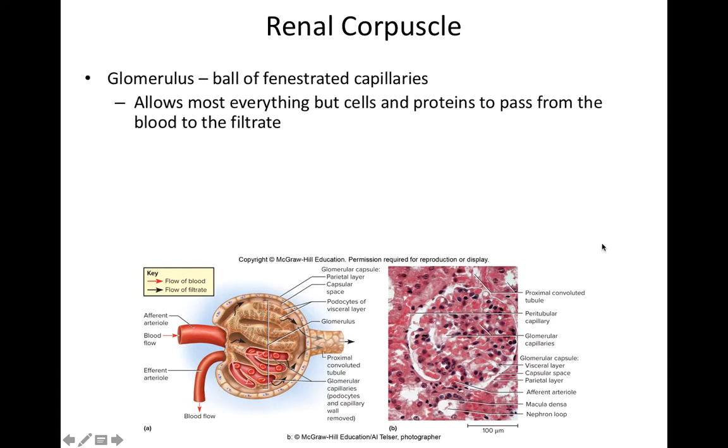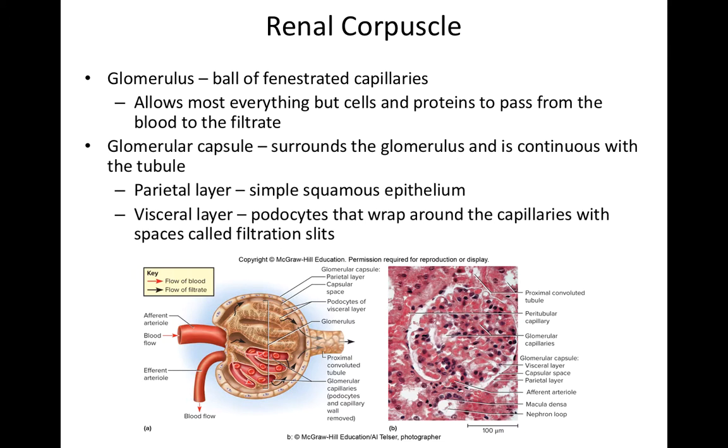So the glomerulus is a ball of fenestrated capillaries. So when we talked about capillaries, we talked about 3 different types. And we said fenestrated, we're going to have these pores in the cells that are going to facilitate filtration and make it happen much more efficiently. So these fenestrations are going to allow pretty much everything to pass through except for the blood cells and the major plasma proteins, the big plasma proteins like albumin.